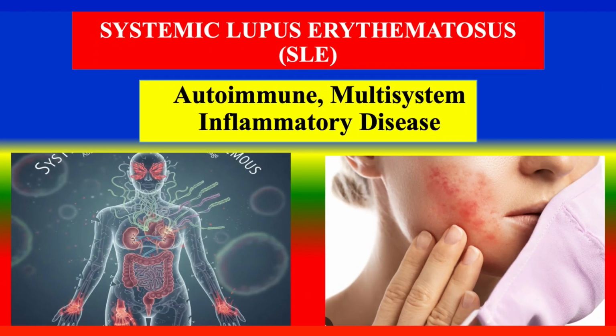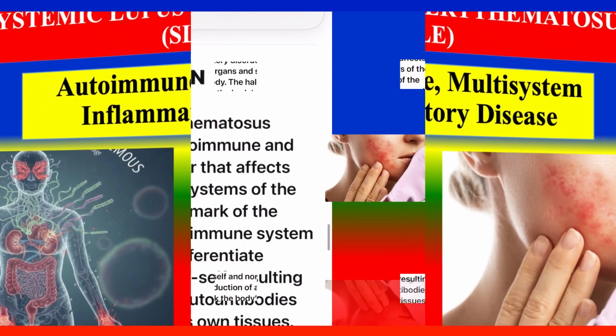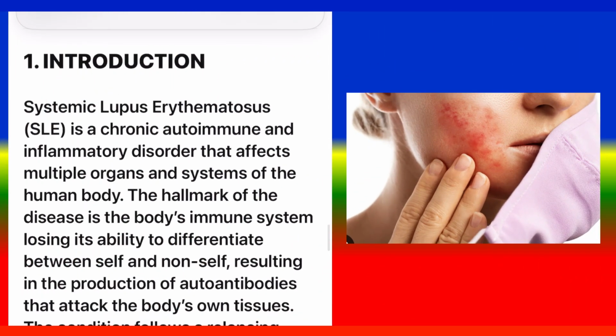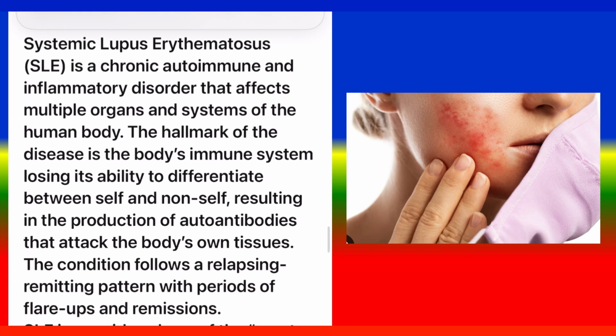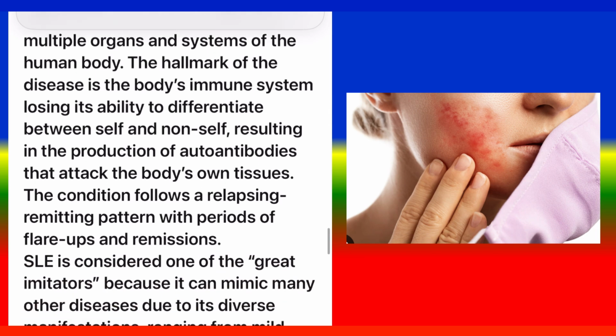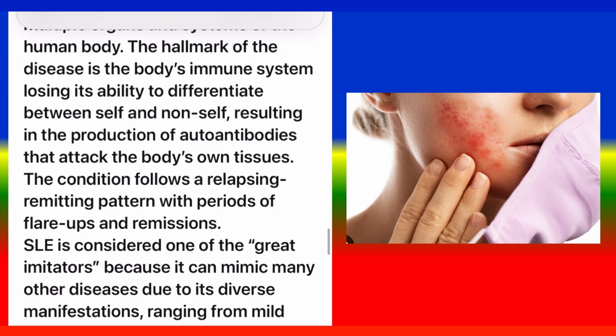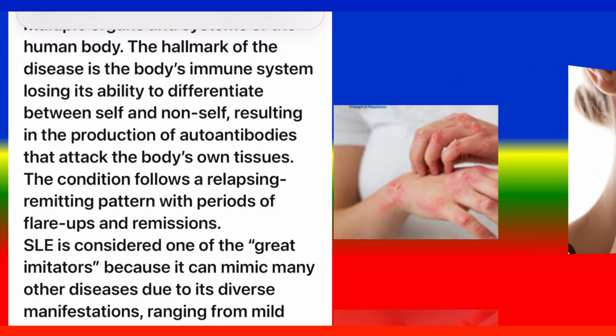Systemic Lupus Erythematosus. 1. Introduction. Systemic lupus erythematosus, SLE, is a chronic autoimmune and inflammatory disorder that affects multiple organs and systems of the human body. The hallmark of the disease is the body's immune system losing its ability to differentiate between self and non-self, resulting in the production of autoantibodies that attack the body's own tissues.